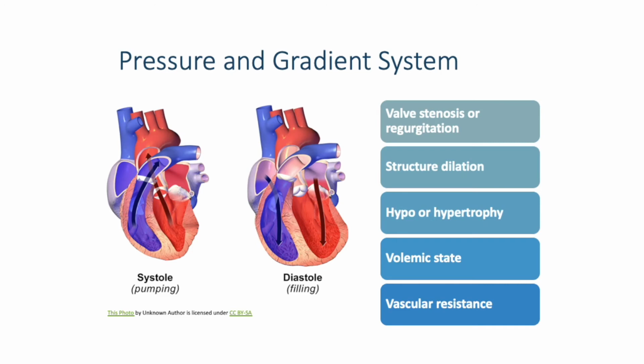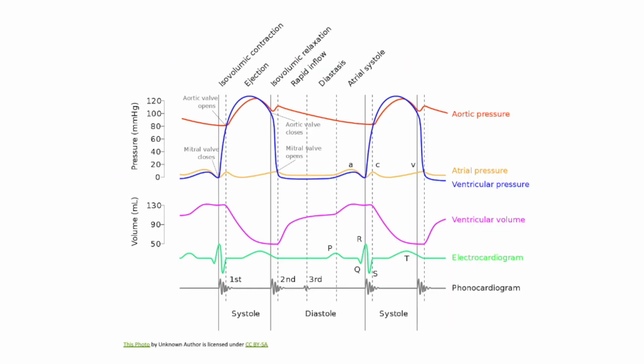So in looking at what that gradient means, what does that mean? That is the driving force of flow through the heart with each contraction or each relaxation. With this being a very delicate system of pressures and gradients, we see this reflected in our waveform monitoring, not only in the cardiac catheterization lab, but also in our critical care units.